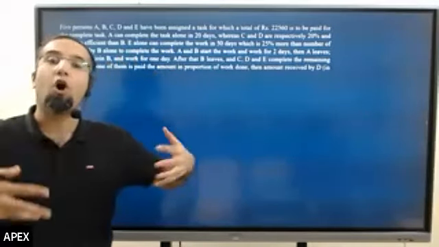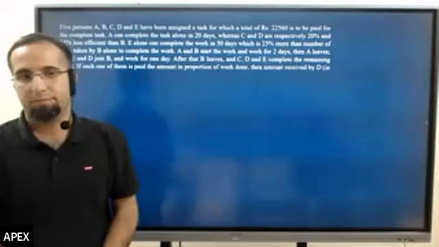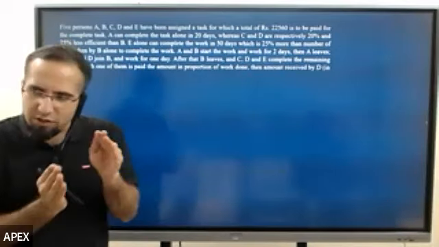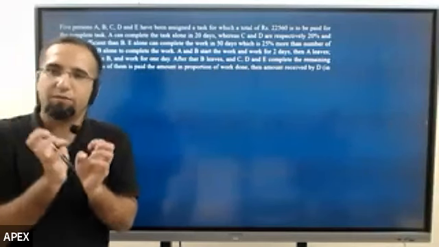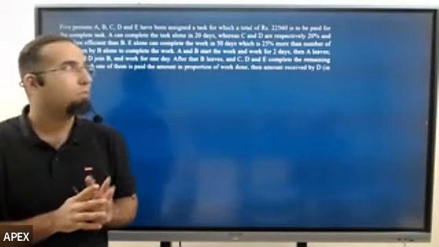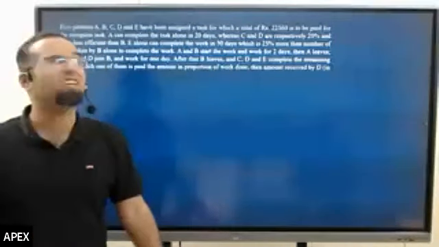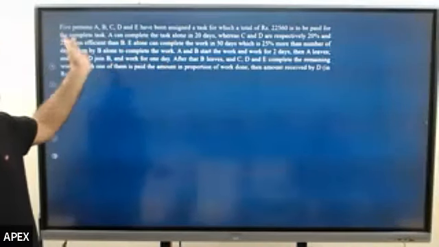See, remember one thing: when the question becomes lengthy, which means a lot of information is given to us. If a small question asks for one answer, it means either the question is very easy or less information is given and you have to get the answers. But if the question is lengthy, with a lot of information, then I can see a lot of numbers. Total task is this much.